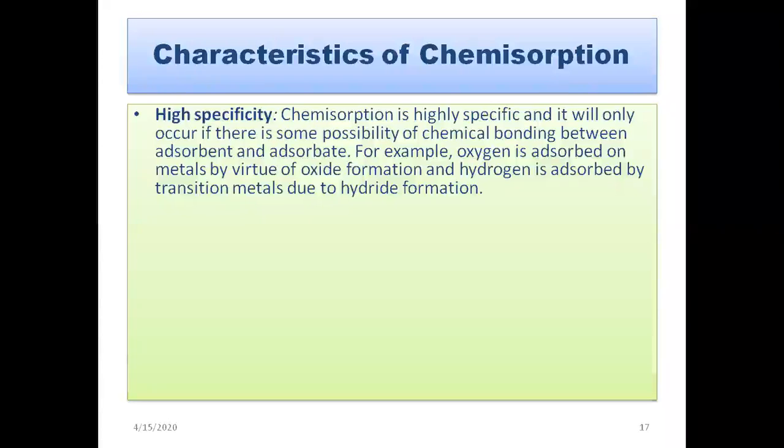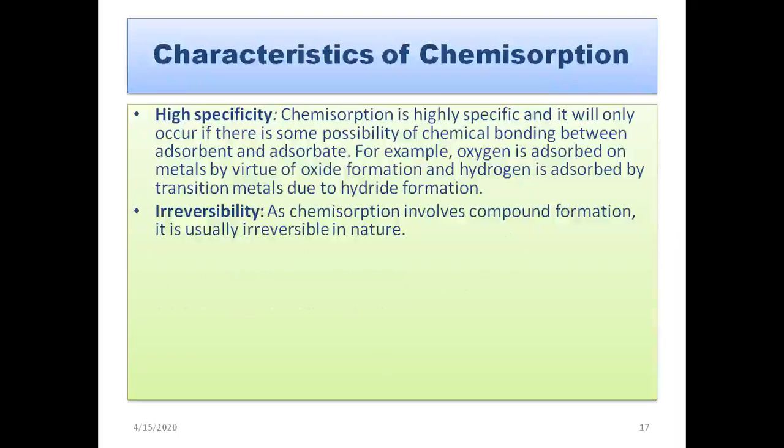For example, they have given an illustration there. Look at it. Oxygen is adsorbed on metals by virtue of oxide formation. Hydrogen is adsorbed by transition metals due to hydride formation. So oxygen adsorption dynamics are different from hydrogen adsorption dynamics. For example, hydrogen is easily adsorbed on nickel. It may not be the same for oxygen. The extent might be different. Therefore, since a chemical bond is formed, adsorption is highly specific in nature.